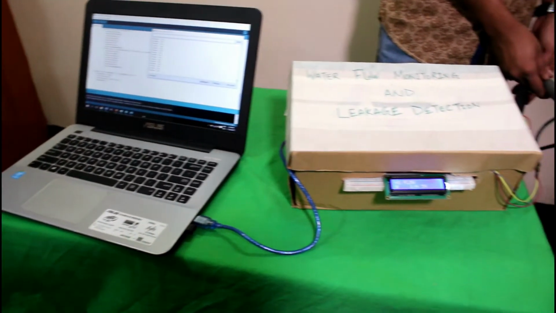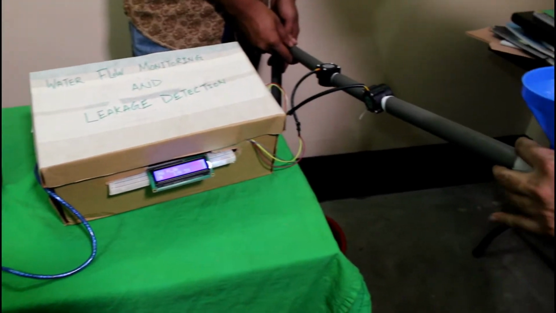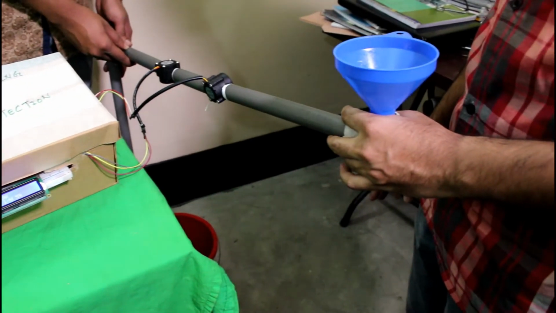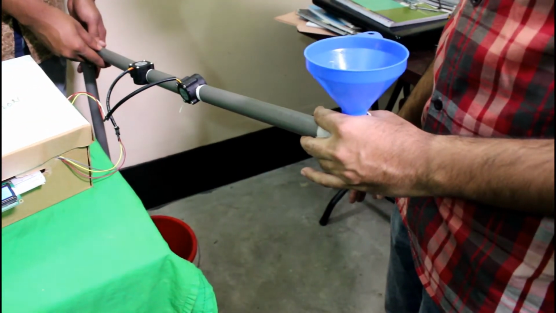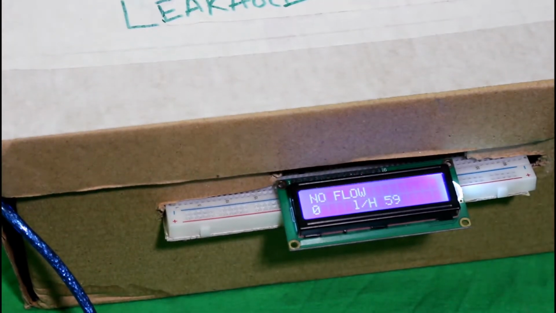So this is our project, the water flow and pipeline leakage monitoring system. The first function of this project is that it can monitor if there is no flow of water or the pipeline is clogged inside. If this happens, the display will show the signal no flow.